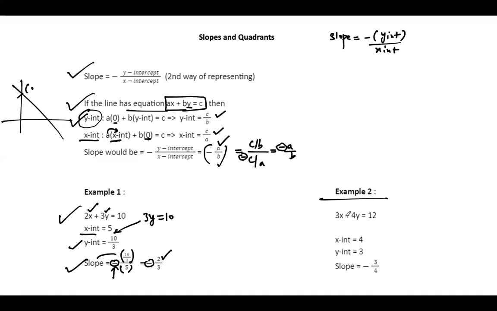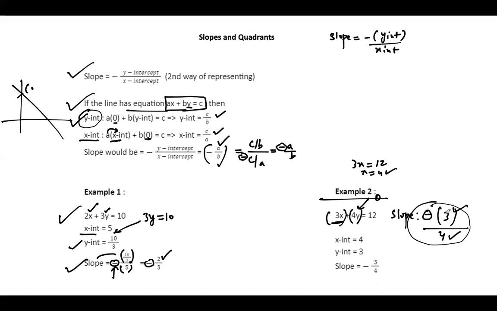Similarly, in example 2, slope is nothing but minus of y-intercept. Directly calculate y-intercept by taking x is equal to 0. So y comes out to be 3, divided by x-intercept. How will you find x-intercept? By taking y as 0. So if you are taking y as 0, 3x is 12. So x comes out to be 4. So slope is minus of y-intercept upon x-intercept. Is this point clear? Any doubts? No doubts. Okay.